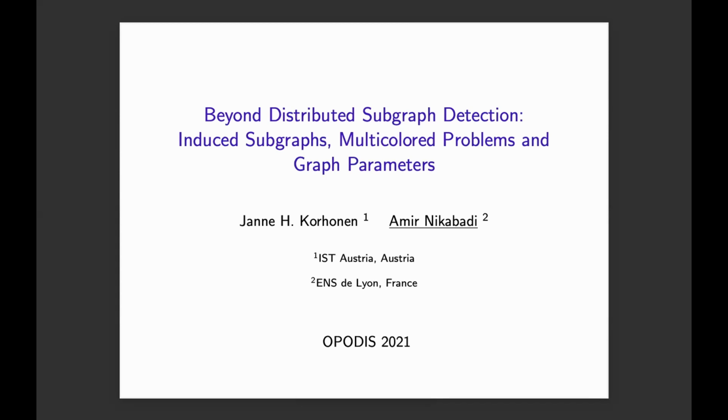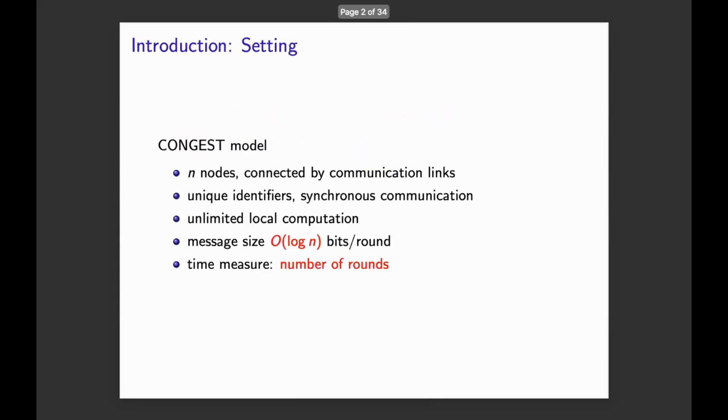Okay, hello everyone, it's Amir Nikabadi. Today I will present a joint work with Janne H. We introduce our new result on induced subgraph detection in the CONGEST model. So let us begin. For the sake of clarity, let me start with some basic definitions and setting. As our main setting, we are working in the CONGEST model, where we are given a graph of n nodes connected by communication links, and the nodes may send messages of up to log n bits to each neighbor at each round.